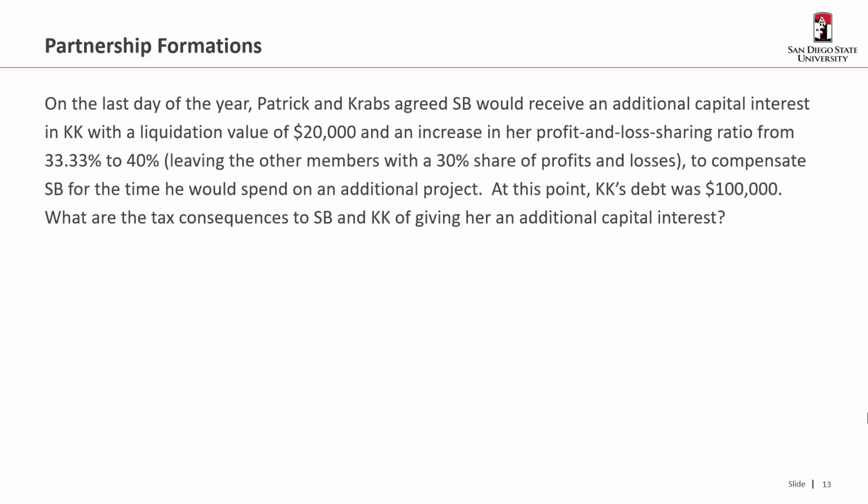So on the last day of the year, Patrick and Krabs agree that SpongeBob will receive an additional capital interest with a liquidation value of $20,000. So they've estimated that whatever this capital interest is worth, if they were to liquidate the partnership, SpongeBob would end up with $20,000 more. So in order to do that, they're going to increase his profit and loss sharing ratio from 33 1/3 to 40%. So to compensate SpongeBob for the time he's going to spend on some project, maybe he's developing the Krabby Patty formula. And if at this point the Krusty Krab partnership's debt was $100,000, what are the tax consequences?